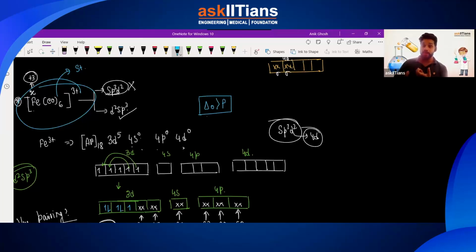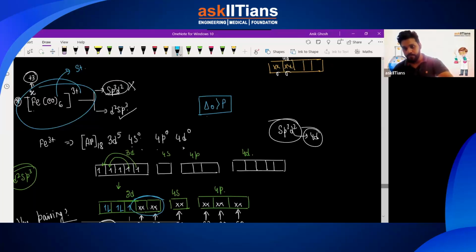They would go for pairing. And because they go for pairing, they vacate the internal d orbitals. As a result, you get d2sp3 configuration. This is the entire theory here. Let's solve one question of this type.